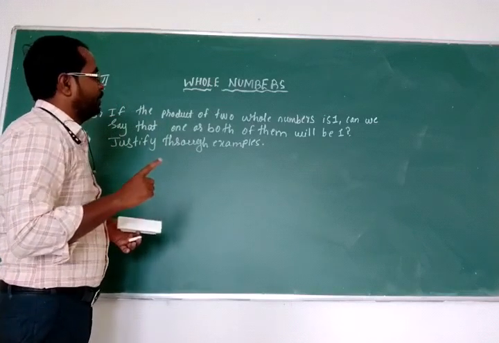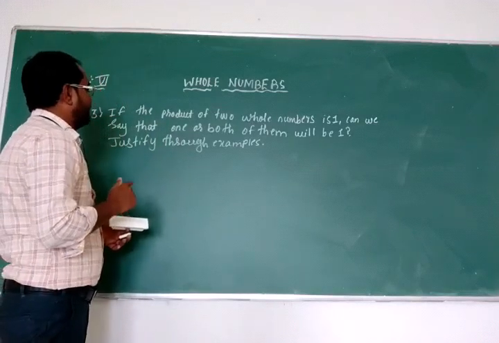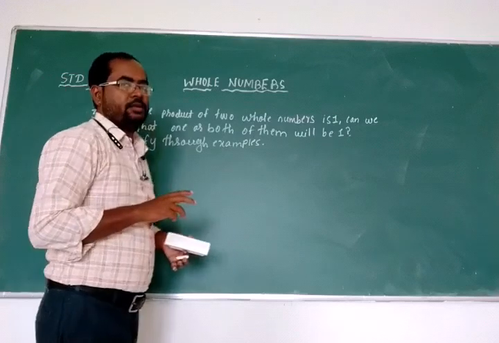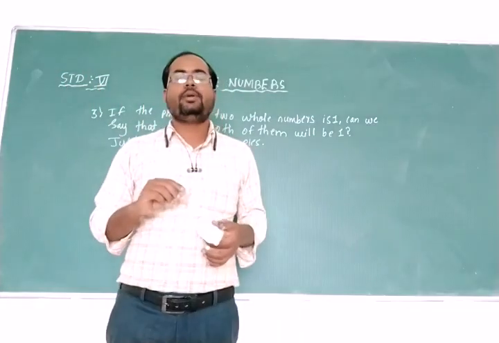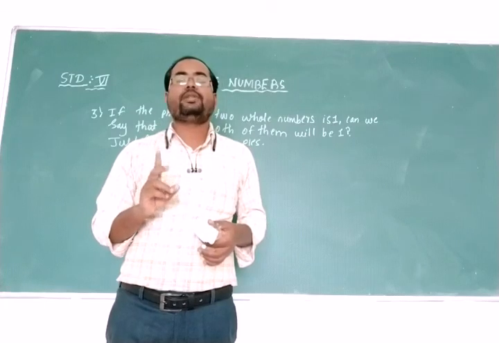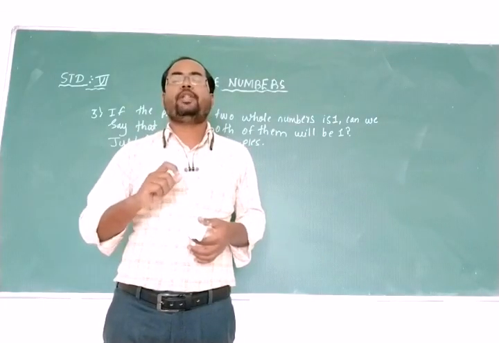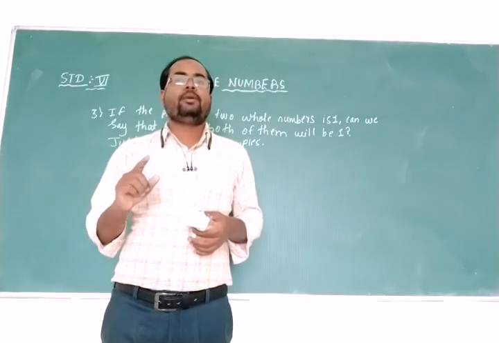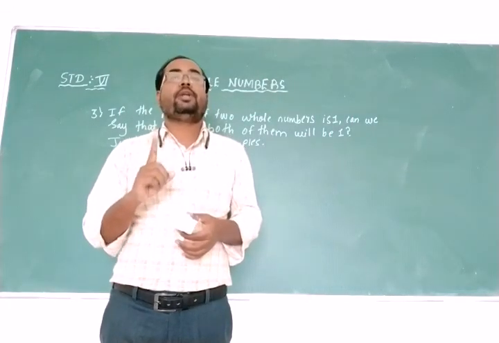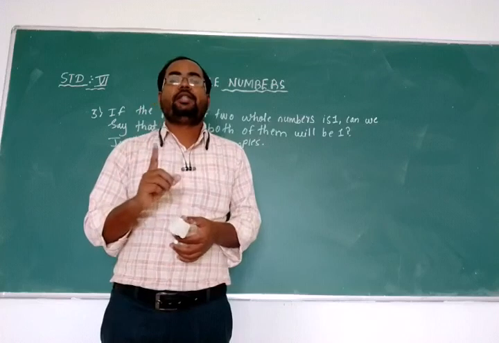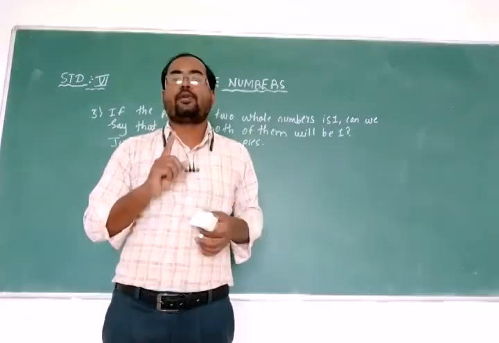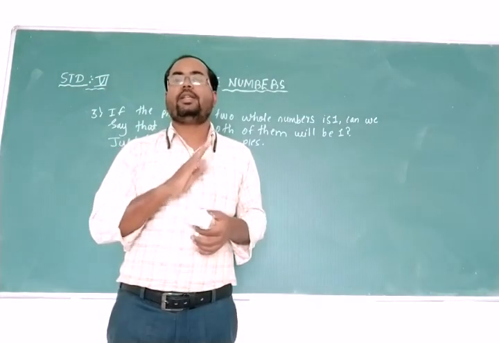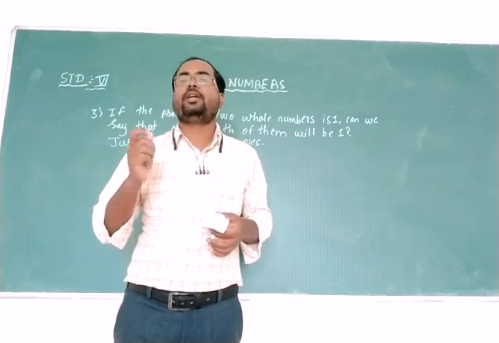If the product of two whole numbers is 1, can we say that one or both of them will be 1? Justify through examples. This is similar to the previous question. When you multiply two numbers and the product has to be 1, in all the tables you have learnt, there is only one possibility, that is 1 into 1 is equal to 1. Apart from this, there is no chance of getting 1 as a product.